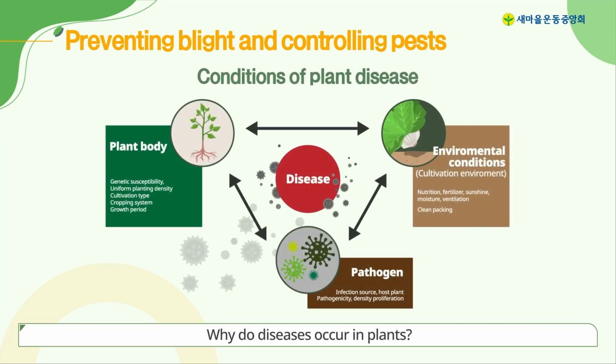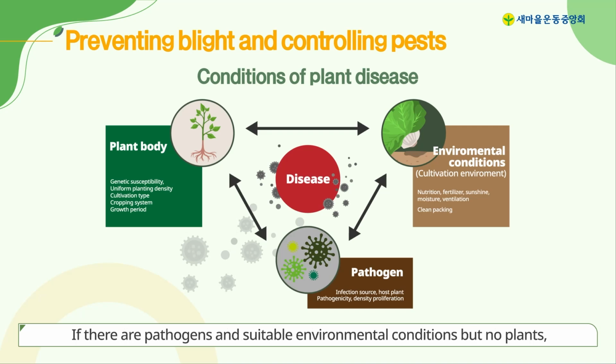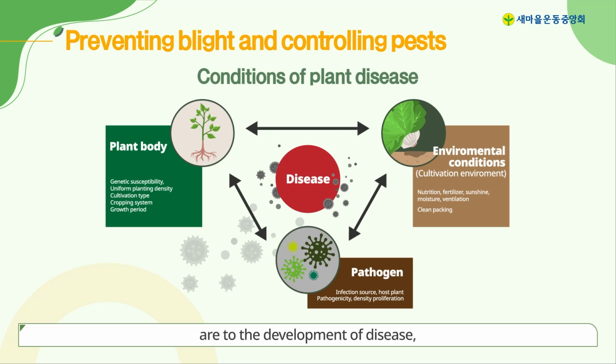Why do diseases occur in plants? Diseases cannot develop in plants if there are no pathogens or environmental conditions conducive to the development of a disease. If there are pathogens and suitable environmental conditions, but no plants, or if there are pathogens and plants, but not suitable environmental conditions, diseases do not occur either. No matter how conducive the environmental conditions are to the development of disease, if there are no pathogens, diseases do not occur. So, when pathogens exist and environmental conditions are suitable, plants will develop diseases.